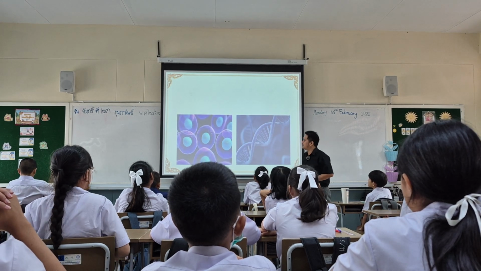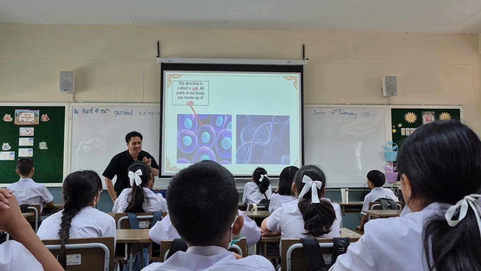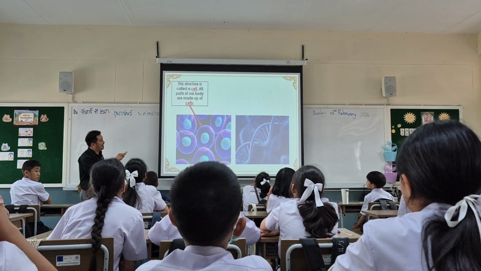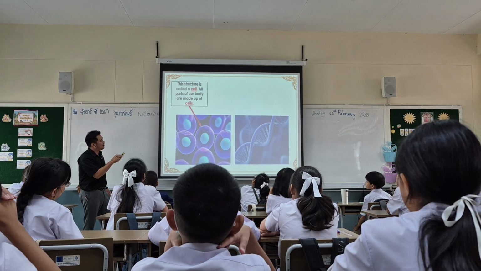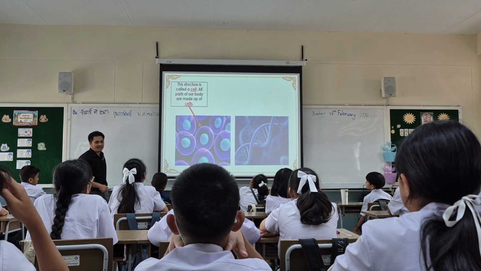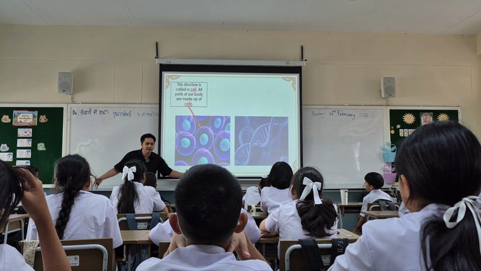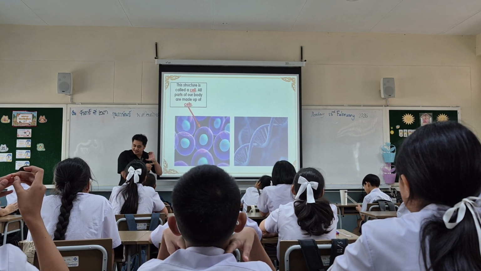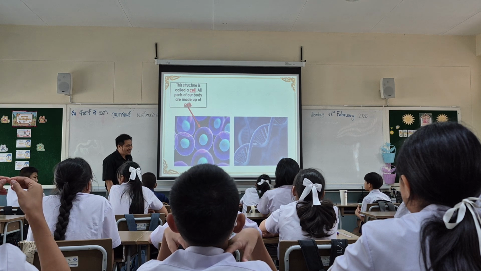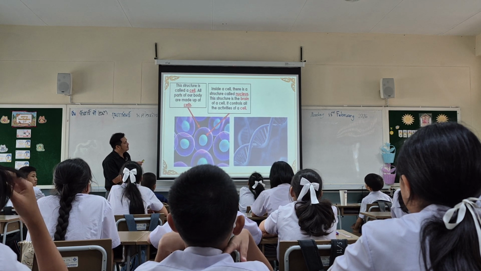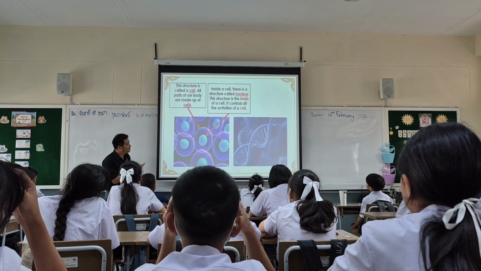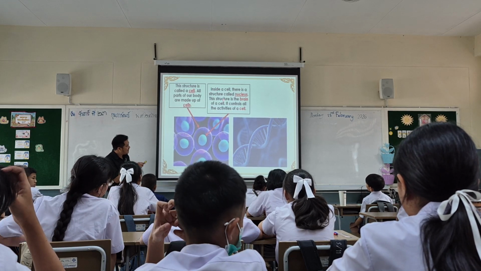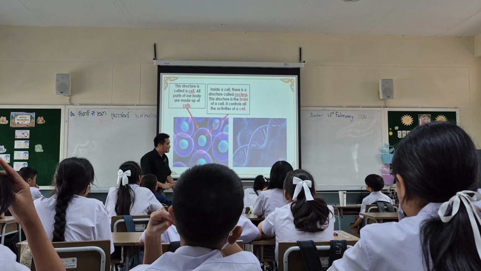Let's look closer at the cell. Let's read. This structure is called a cell. All parts of our body are made up of cells. All parts, meaning all organs inside our body, including our skin, are made up of cells. Inside a cell, there is a structure called the nucleus. This structure is the brain of a cell. It controls all the activities of a cell.